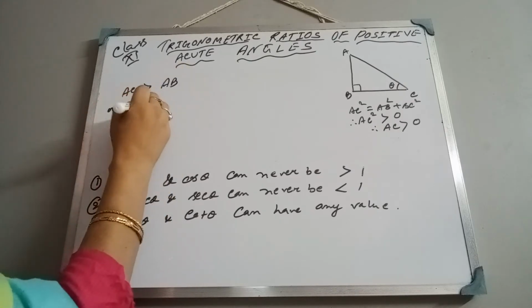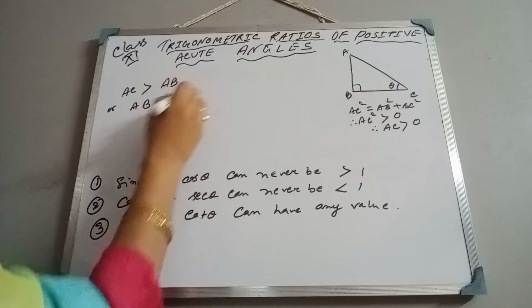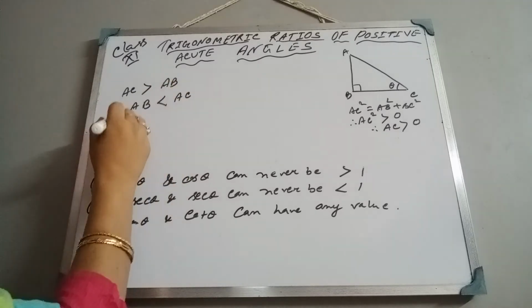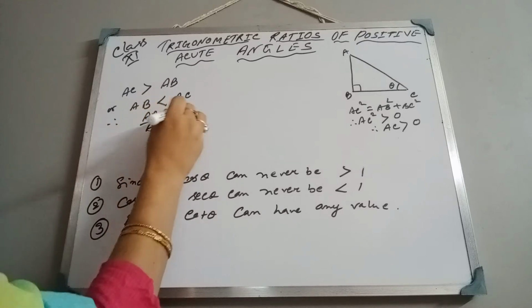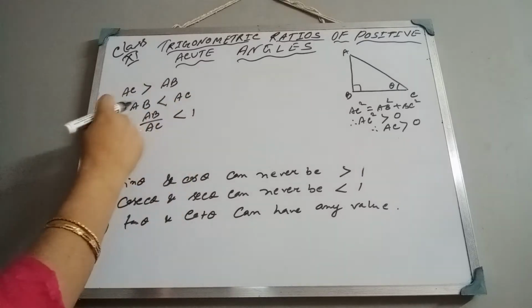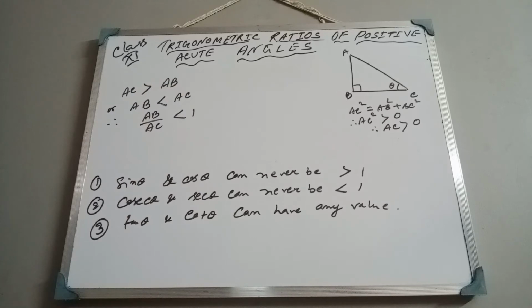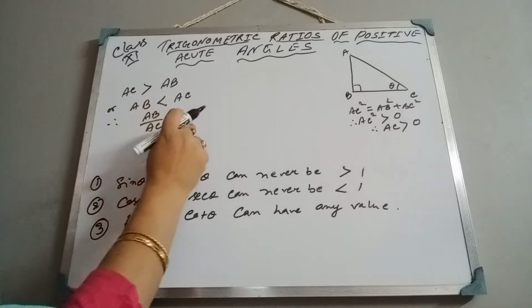Or we can write AB is always less than AC. So when AB is always less than AC, can we write AB by AC less than 1? Just dividing both sides by AC, what will we get? AB by AC is always less than 1.